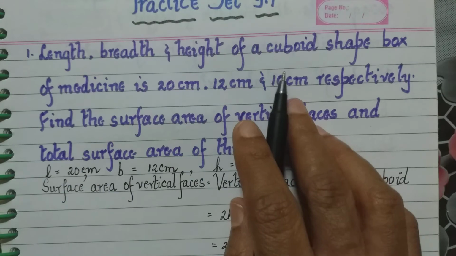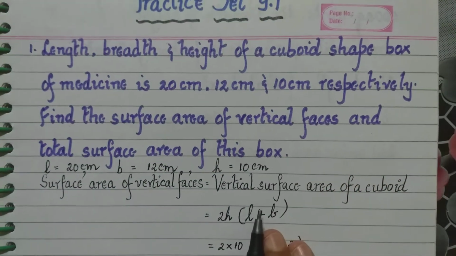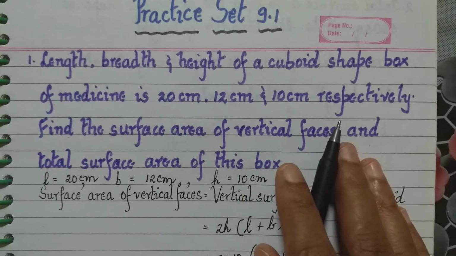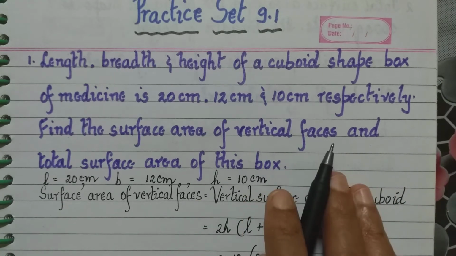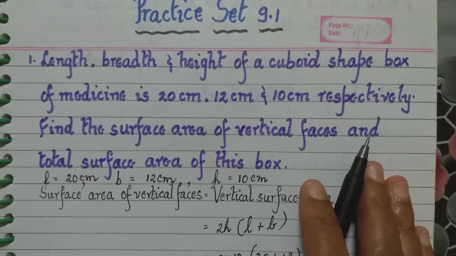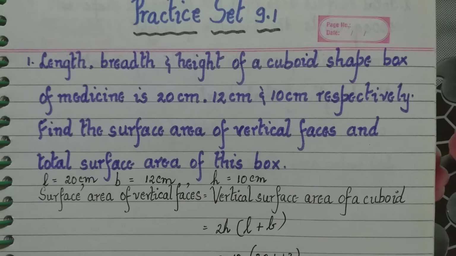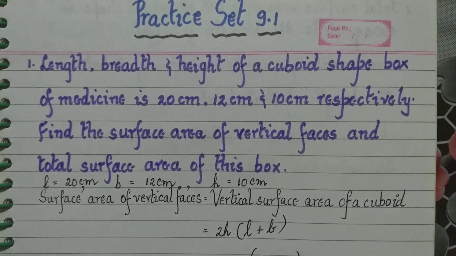So we will go to the questions wherever cuboid is there and first complete that of practice set 9.1. Then go to the questions which contain cube and lastly the questions which refer to cylinder. So the second question again is of a cuboid. So we go to that now.